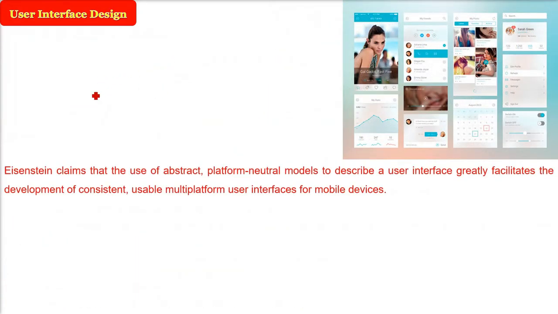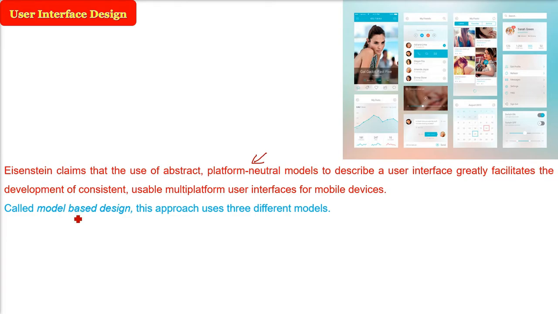In user interface design, Eisenstein is not Einstein, it is Eisenstein. So he claims that the use of abstract and platform-neutral models is a better way to describe the user interface, and that will make the development of your app consistent and usable on multiple platforms for different mobile systems. So he called it model-based design.